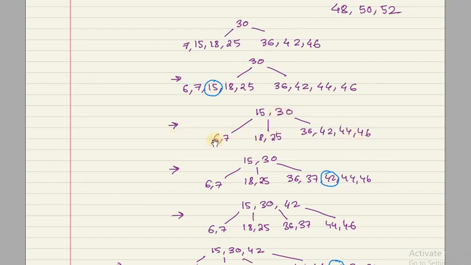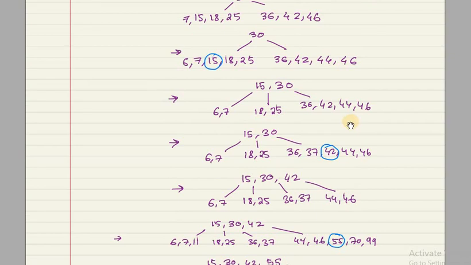the increasing order. So 6, 7, then 15, then 18, 25, then 30, then 36, 42, 46, 40, 44, 46. As we go from left to right, you can see that they are all beautifully arranged in ascending order. So the condition is also satisfied, that if you have 2 keys, then you should have 3 children. So we have 3 children here: 1, 2, and 3. Is it fine? Everything is going smooth up to this point.